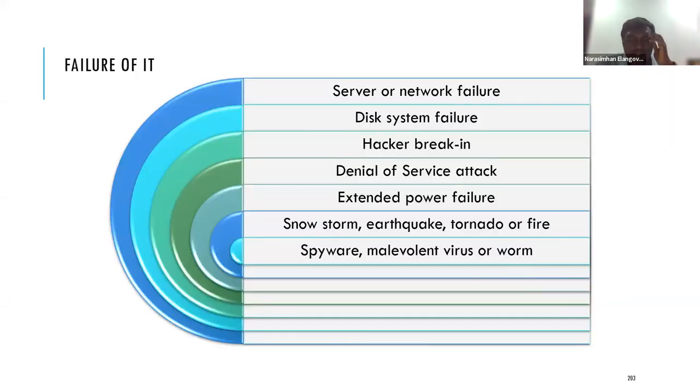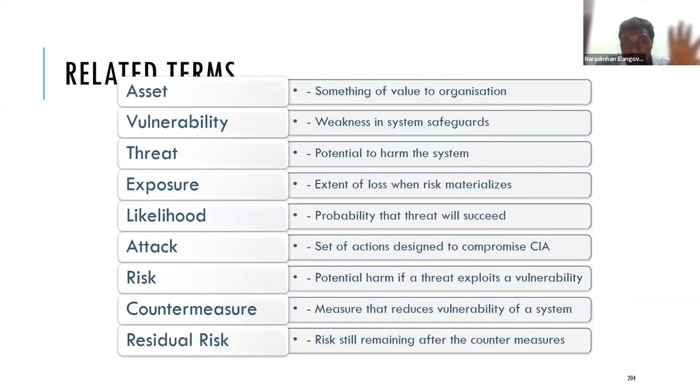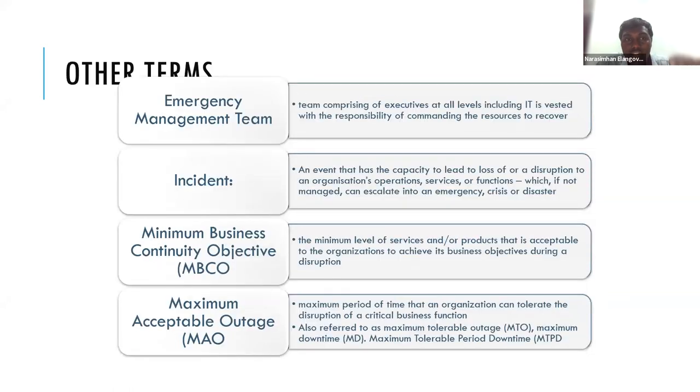This is chapter 7 of your new old syllabus. Content-wise, the governance part is more or less the same. I'll focus on critical things. These are a few examples of failure of IT. In the interest of time, I'm not going too much into that. Related terms we already have looked into. Again, I'm not discussing. A few other terms which you should be aware of.